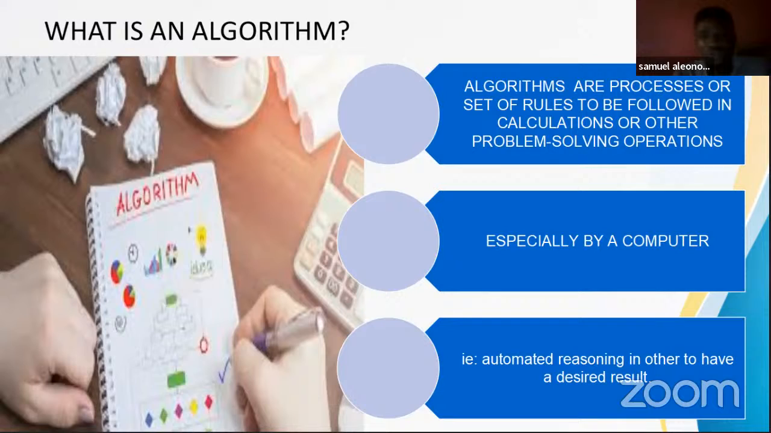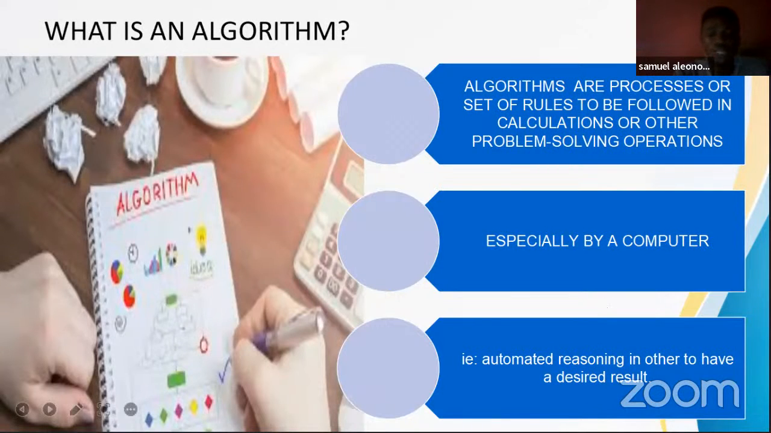That is, I want the computer to think like this. When a computer encounters this, take this action. So there are processes that are set by programmers for the computer to take to have a desired result.